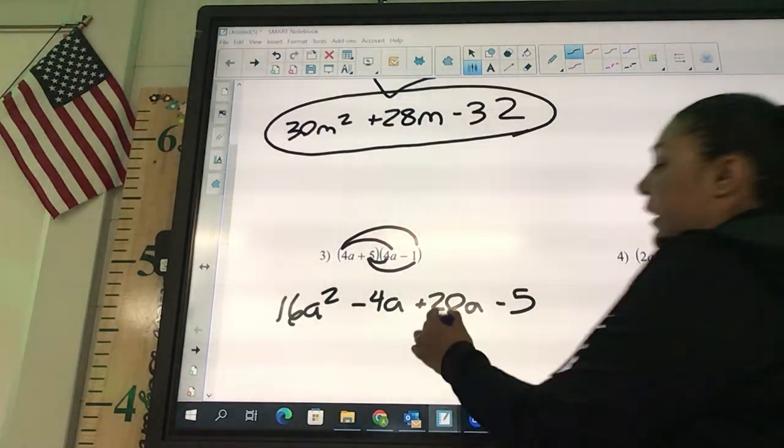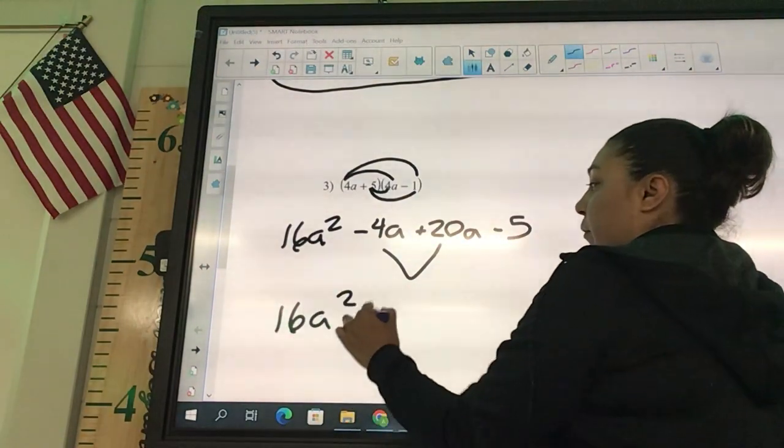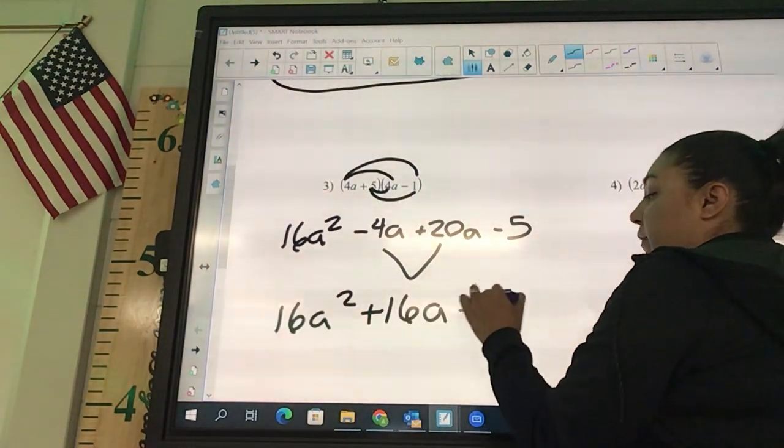Okay, and then we can combine our two middle ones. What are you going to get for the middle? Plus 16a minus 5.